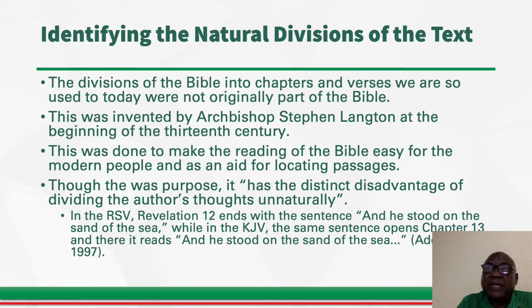He invented this so that it would be easy to make references and people will be able to locate passages. And we have to admit that though the purpose was good, it came with a very big disadvantage. Sometimes the thoughts of the author are divided unnaturally. Let's look at an example in Revelation 12, the last verse, and also 13, the first verse. In two versions of the Bible, the Revised Standard Version and the King James Version, you will be stunned to see what the result looks like.